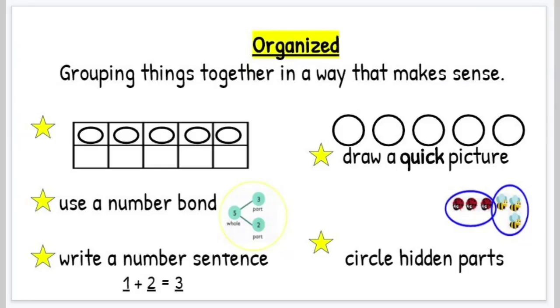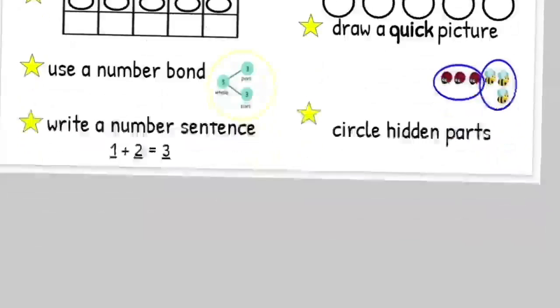Friends, we've also talked a lot about being organized, and mathematicians are organized. We talked about how that's one of the ways that they look and sound if you are being a good mathematician. So here are some ways that we have stayed organized by grouping things together in a way that makes sense, using a 10 frame or a number bond, writing a number sentence, drawing a quick picture, or circling hidden parts. And we have talked about circling multiple hidden parts or finding groups of 5 to circle and then counting our leftovers.